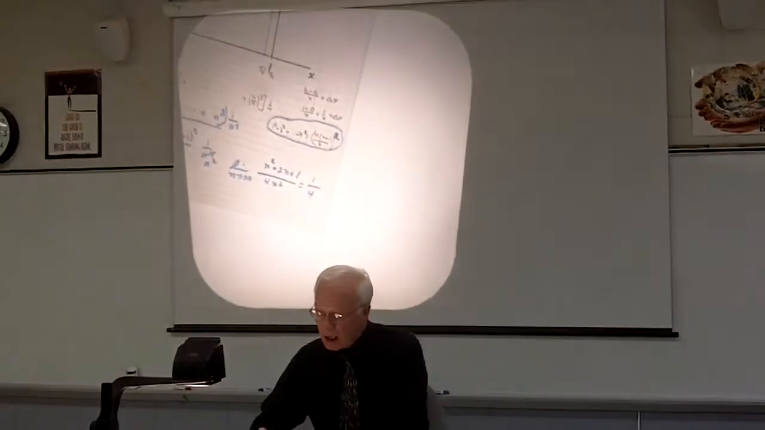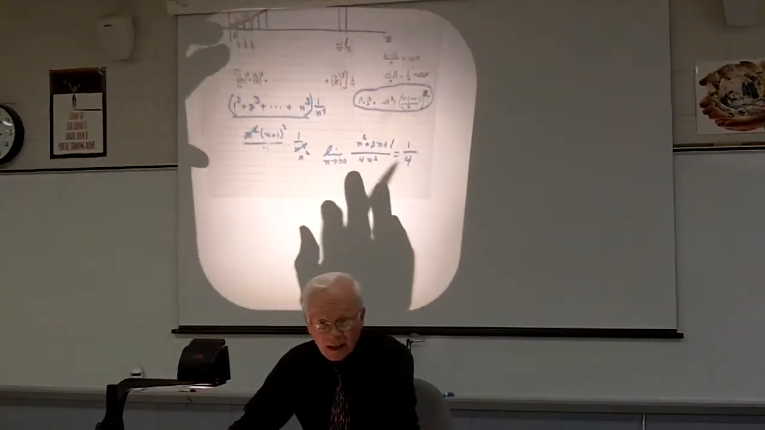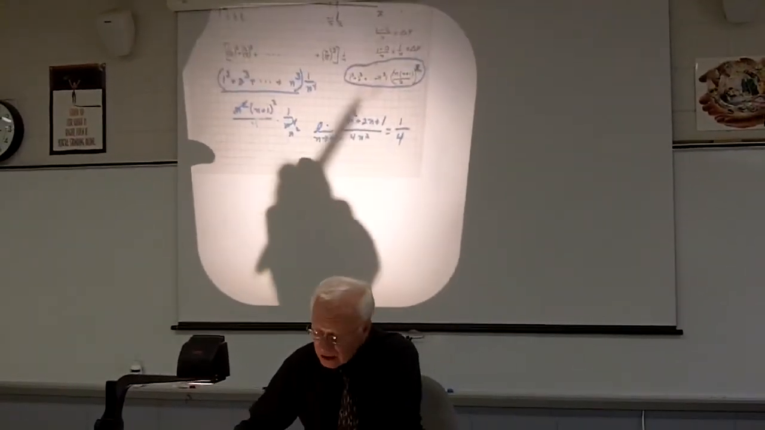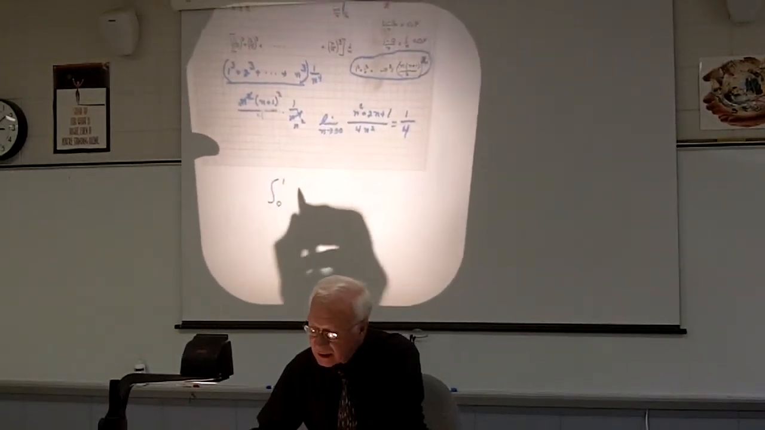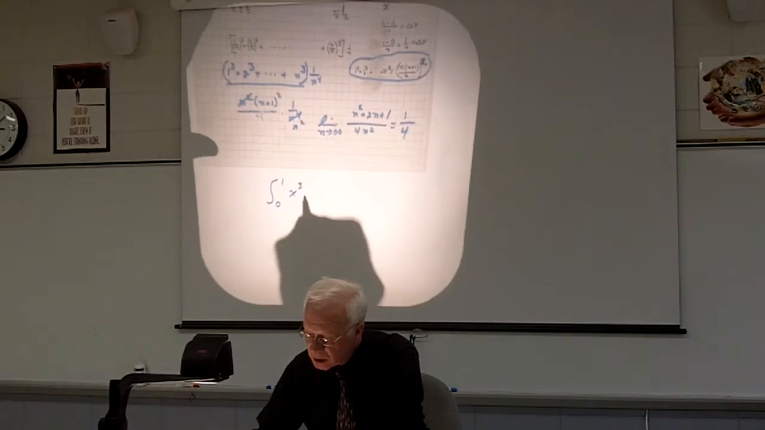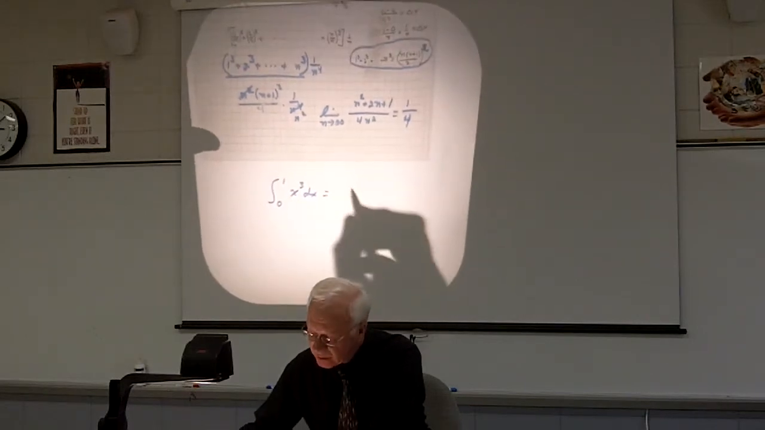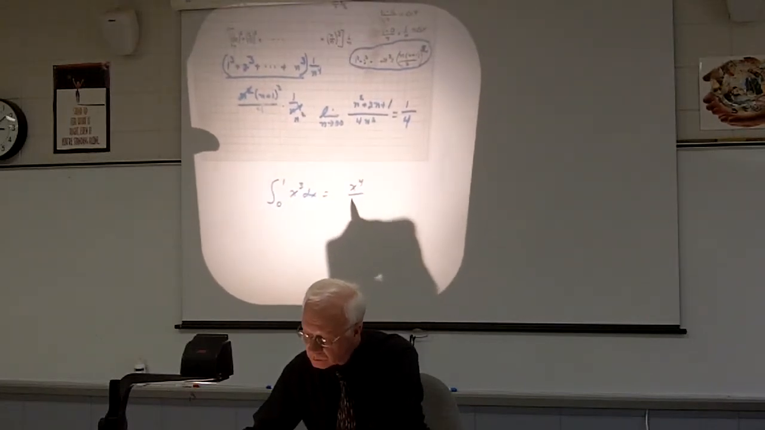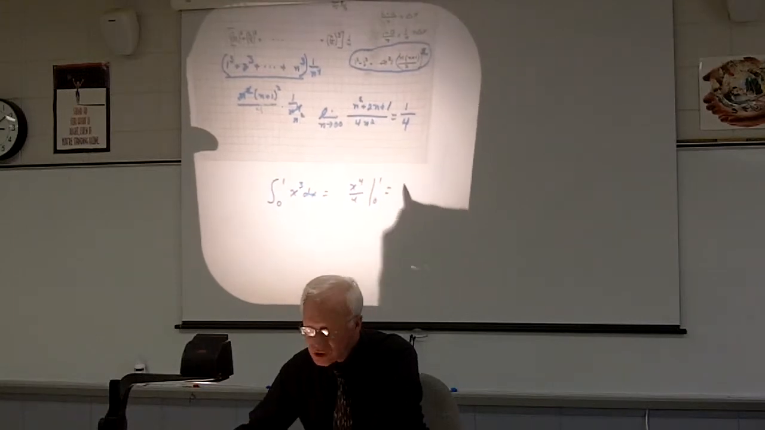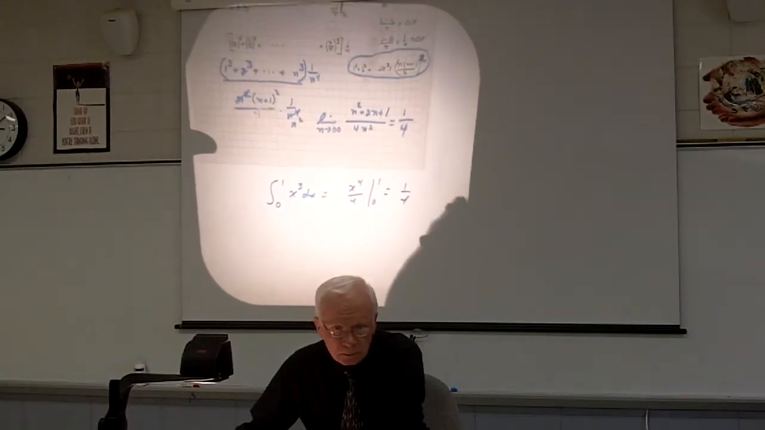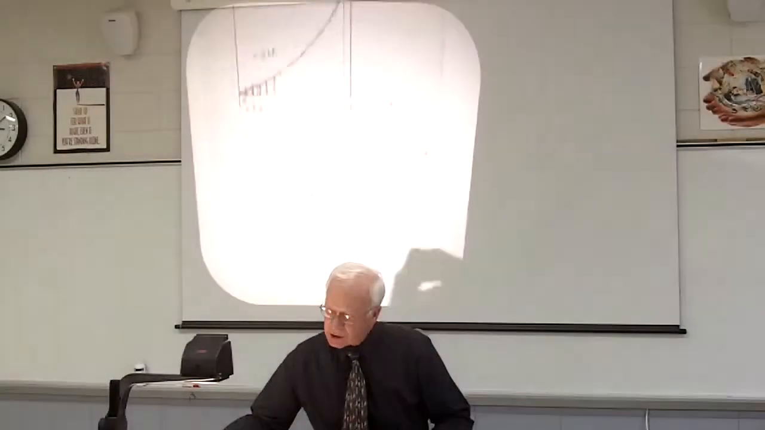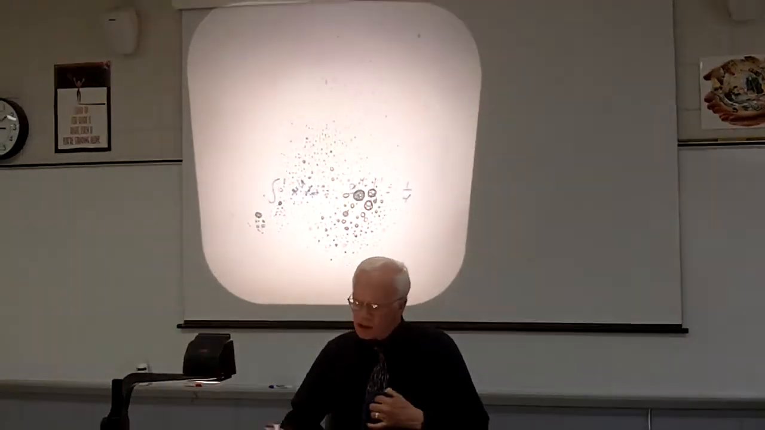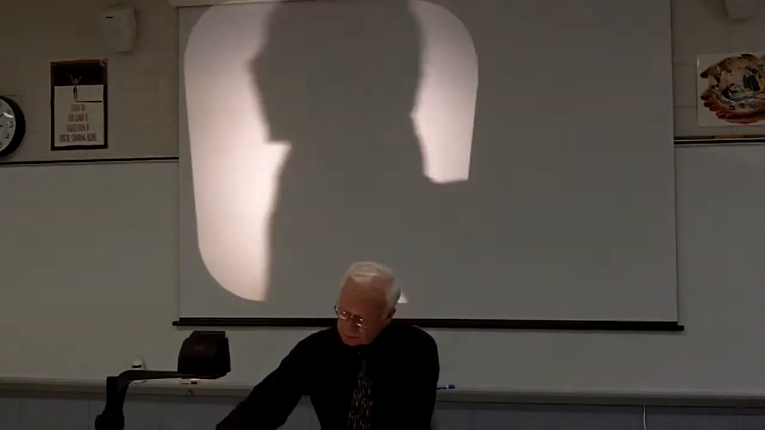Okay, next question. You see what happened here? I'm going to go from 0 to 1. My function is x cubed dx. What's the antiderivative of this? X to the fourth over 4. Which equals 1/4. Okay, now I'm going to show you one more thing with this, and watch what happens, which I think is really, really amazing.